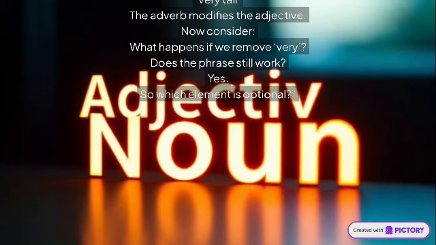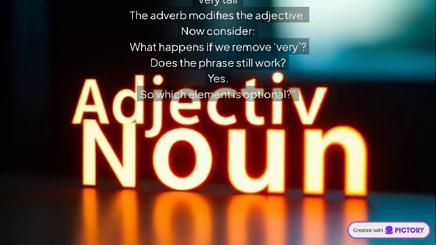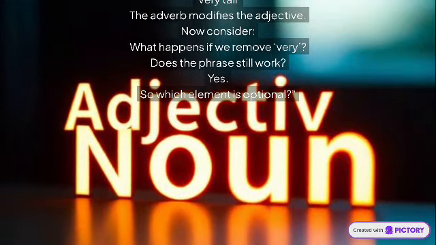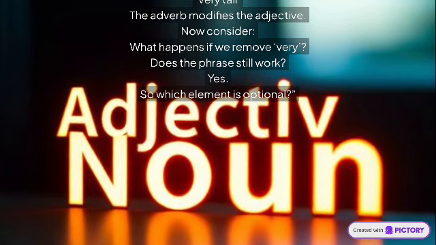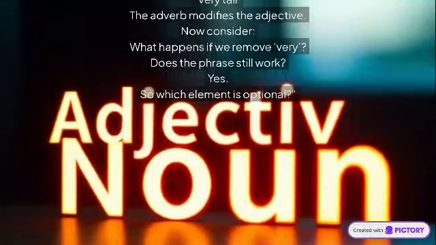Adjective phrase, AdjP, structure: AdjP → adv, adjective. Example, very tall. The adverb modifies the adjective. Now consider, what happens if we remove very? Does the phrase still work? Yes. So which element is optional?